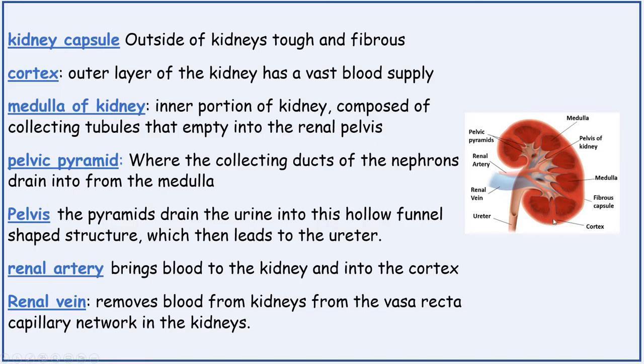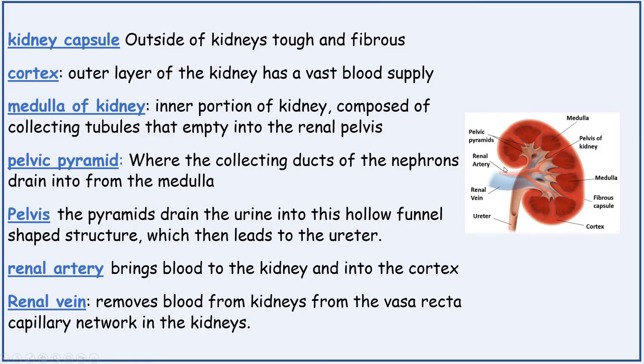The cortex is the outer layer of the kidney, and it has a vast blood supply. The medulla of the kidney is the inner portion of the kidney, and it is composed of collecting tubules that empty into the renal pelvis, which is here. The pyramids are where the collecting ducts of the nephron drain into from the medulla. The pyramids drain the urine into the hollow funnel-shaped structure, which then leads to the ureter.